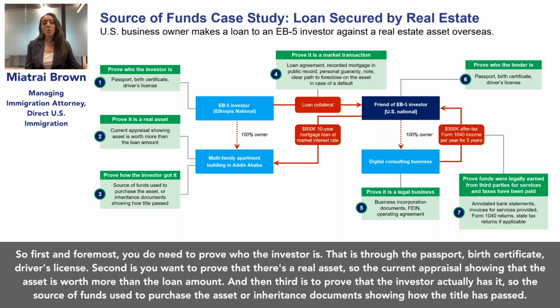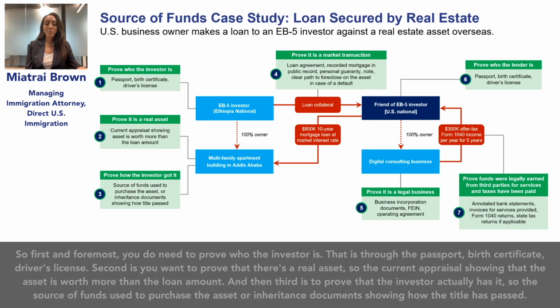So first and foremost, you do need to prove who the investor is. That is through the passport, birth certificate, or driver's license. Second, you want to prove that there's a real asset, so the current appraisal showing that the asset is worth more than the loan amount. And then third is to prove that the investor actually owns it, so the source of funds used to purchase the asset or inheritance documents showing how the title has passed.